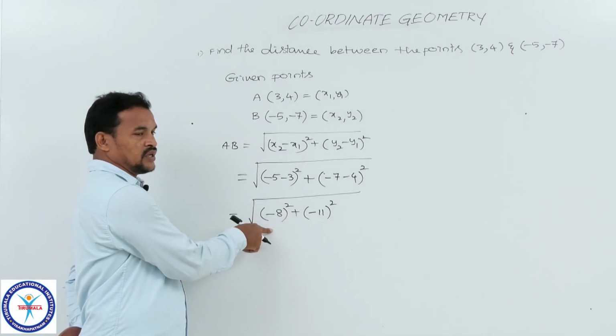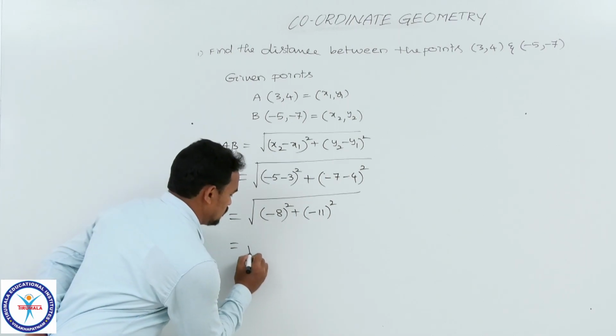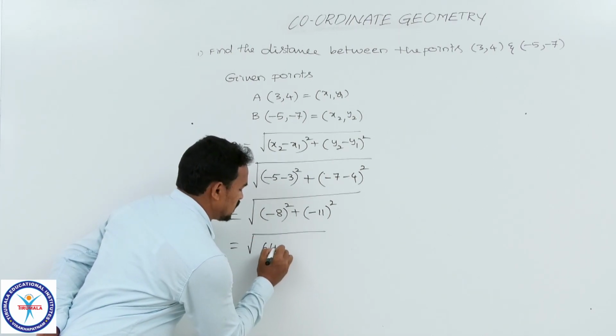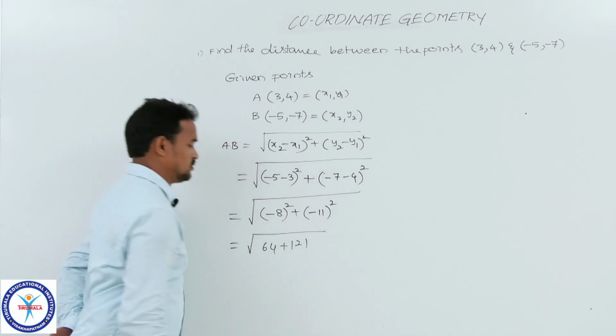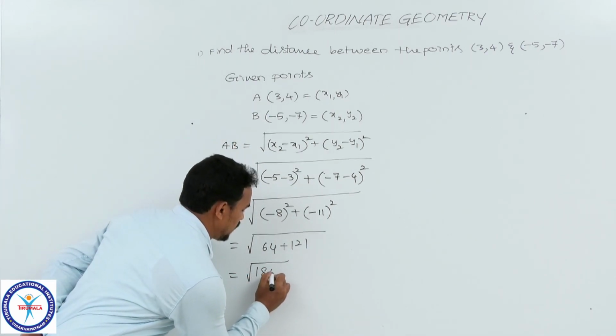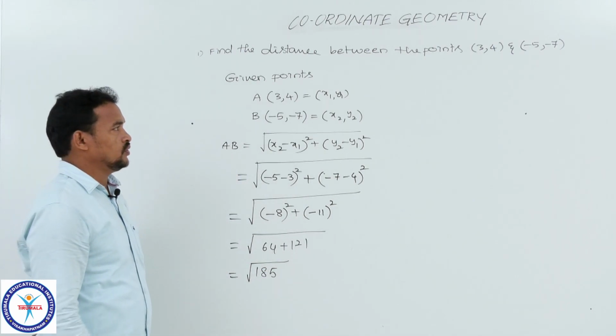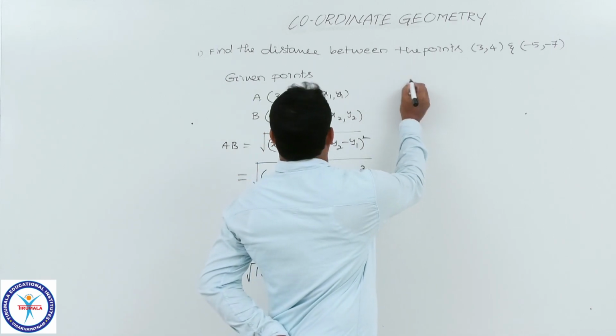Minus 8 whole square is nothing but 64. Minus 11 whole square is nothing but 121. Square root of 64 plus 121 is nothing but square root of 185. It is the distance between A and B. One more example. Second example.